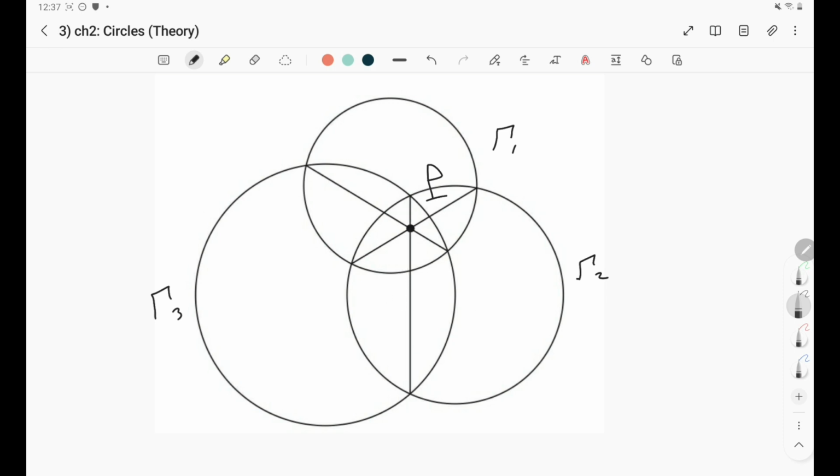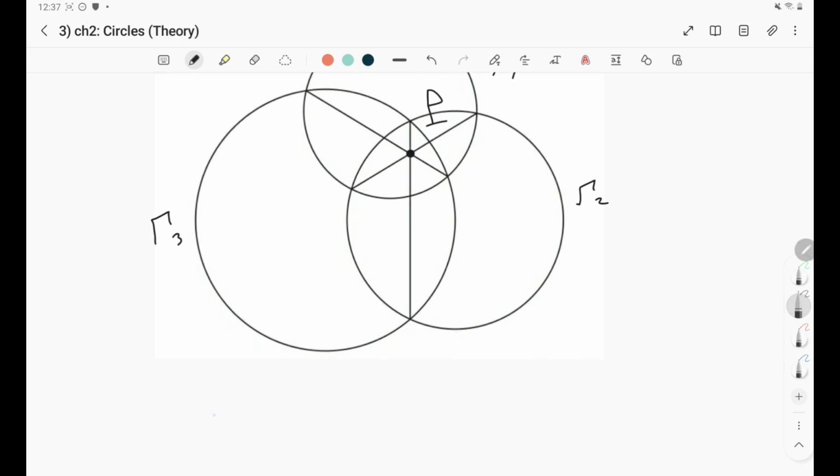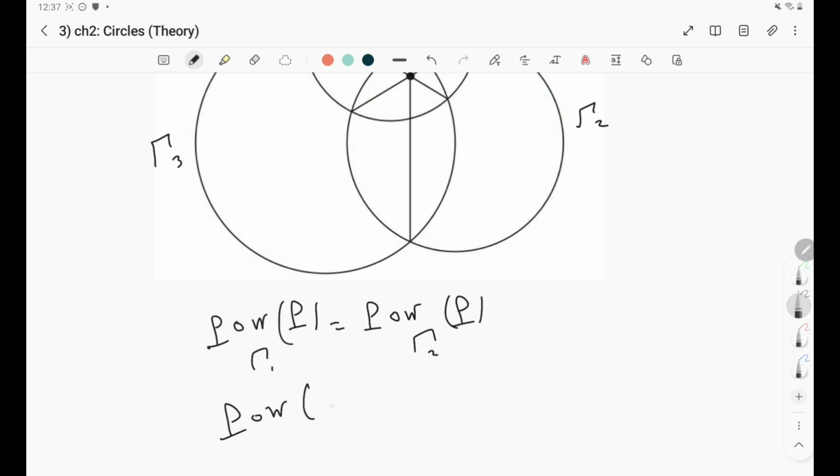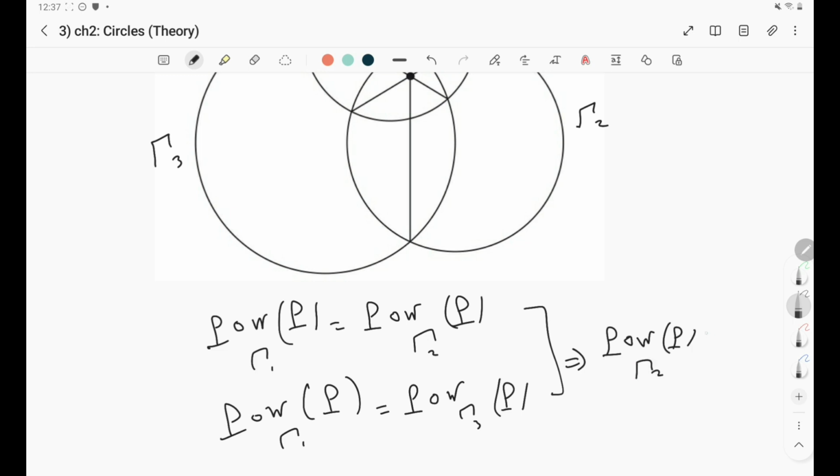So that means the three radical axes are concurrent. How can we show that? Well, it's really simple. Since P lies on the first radical axis, that means the power of point P with respect to gamma 1 is the same as the power of point P with respect to gamma 2. We also know it lies on the radical axis for gamma 1 and gamma 3. From here, you can easily see that the power of point P to gamma 2 is the same as the power of point P to gamma 3. So that means P lies on the radical axis for gamma 2 and 3.